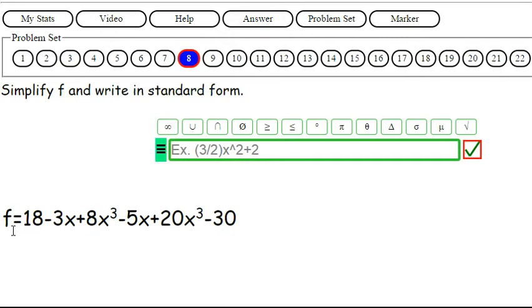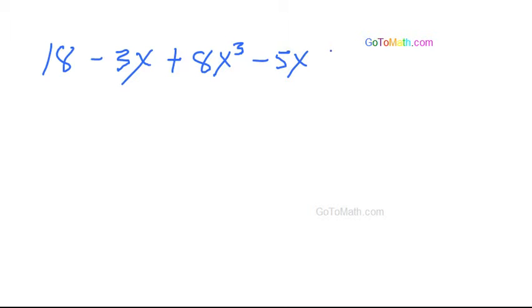I probably shouldn't even have that. It should just say simplify and write in standard form, but okay. And of course, this is how we're going to be writing it in there, just the expression itself. Let me go ahead and write that up: 18 minus 3x plus 8x cubed minus 5x. This is probably something I should have done in the very beginning.